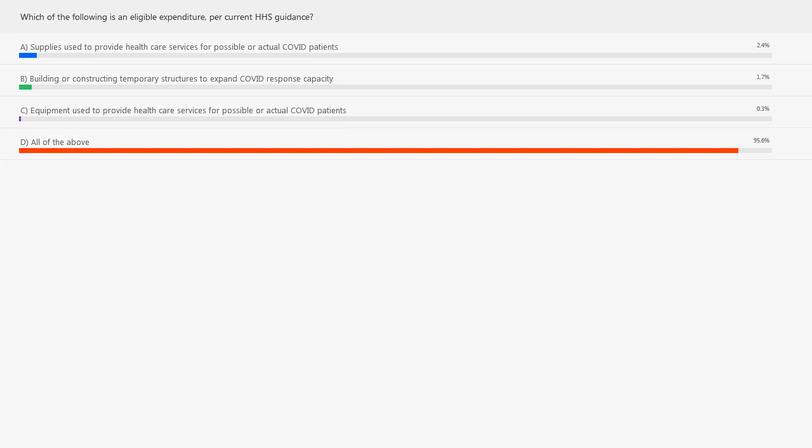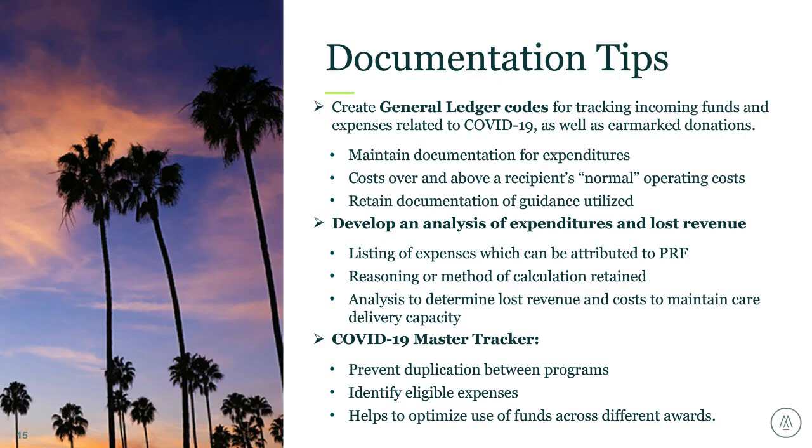And then, thinking specifically about the documentation and maybe some best practices or ideas, one of which is to create some general ledger coding to track both the receipt of the funds and the expenses thereof. And most of us have this in place, but maintaining that documentation for those expenditures.